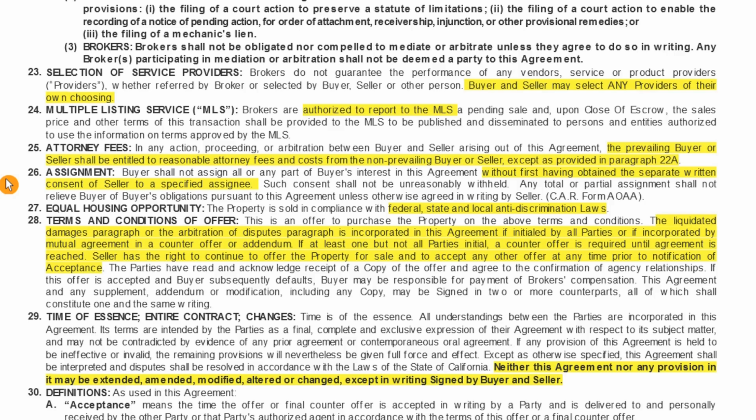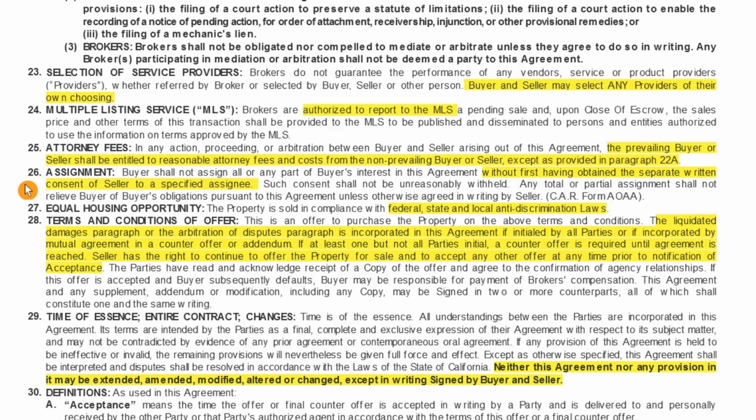Section 26 talks about assignment. And there may be situations where a buyer wants to assign their interest in the contract to another party. Now, that can be done, but this states very clearly that it cannot be done without first having obtained the separate written consent of the seller to a specified assignee. And that would be the case if somebody wanted to wholesale a property. They would need to get the approval of the seller first.